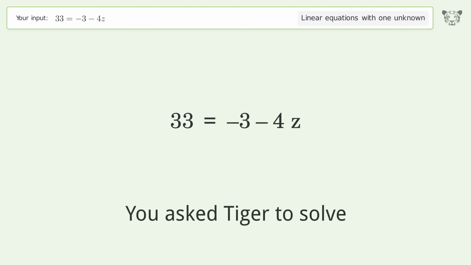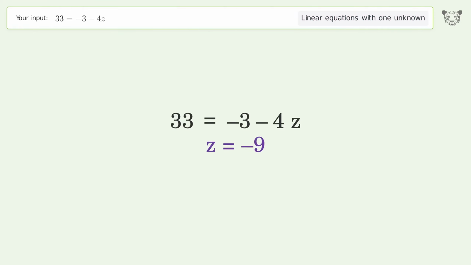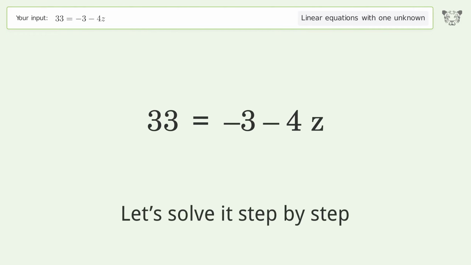You ask Tiger to solve this. This deals with linear equations with one unknown. The final result is z equals -9. Let's solve it step by step.